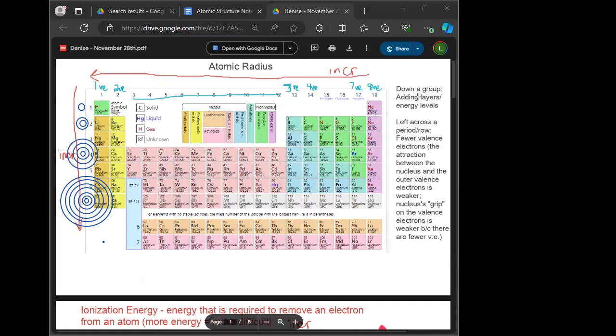Okay, so for example, let's for a moment think. First, we definitely need to know that electrons are negatively charged, and the nucleus is positively charged. So things that are negatively charged are going to be attracted to things that are positively charged. So the negatively charged electrons are attracted to the positively charged nucleus.